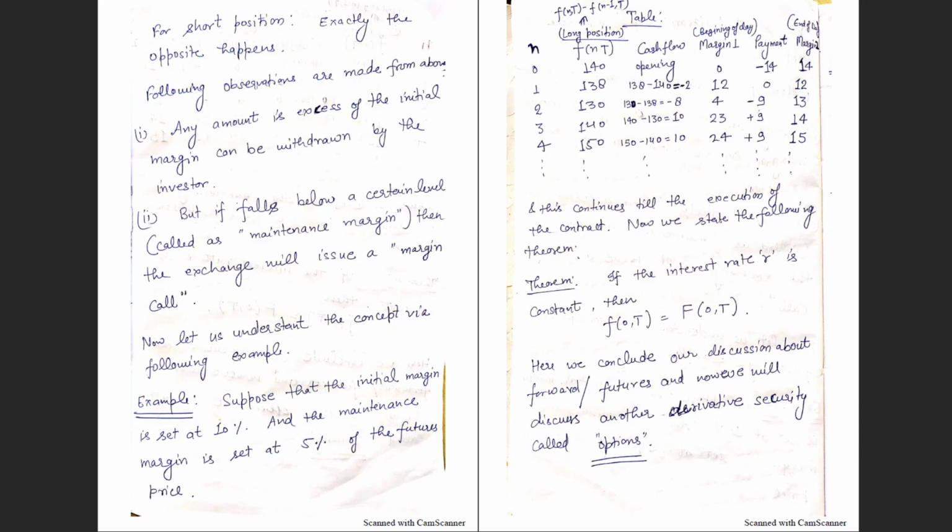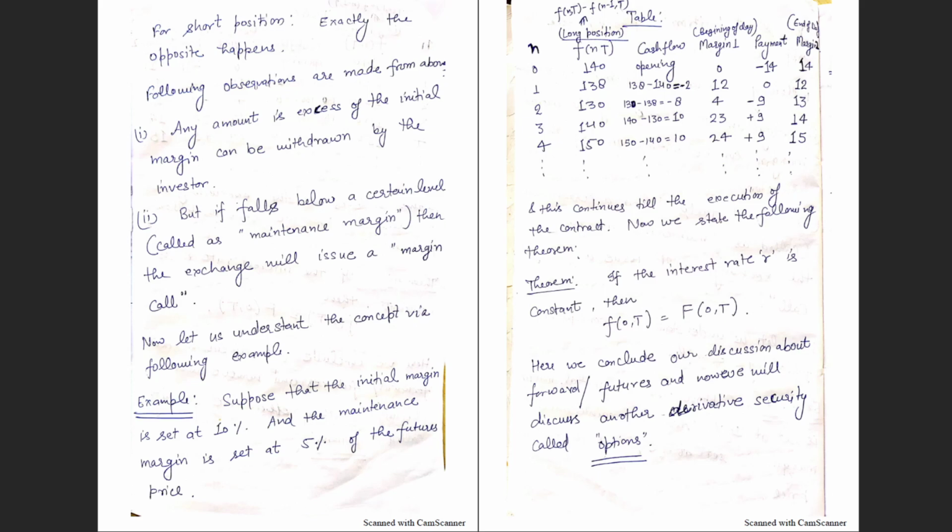F(n,T) is the futures price, the cash flow at every time basically. So the value at 0 is 140, at n equals 1 it is 138, then 130, 140, 150 and so on. Now if you see the cash flow, 140 is the opening, so there is no cash flow.